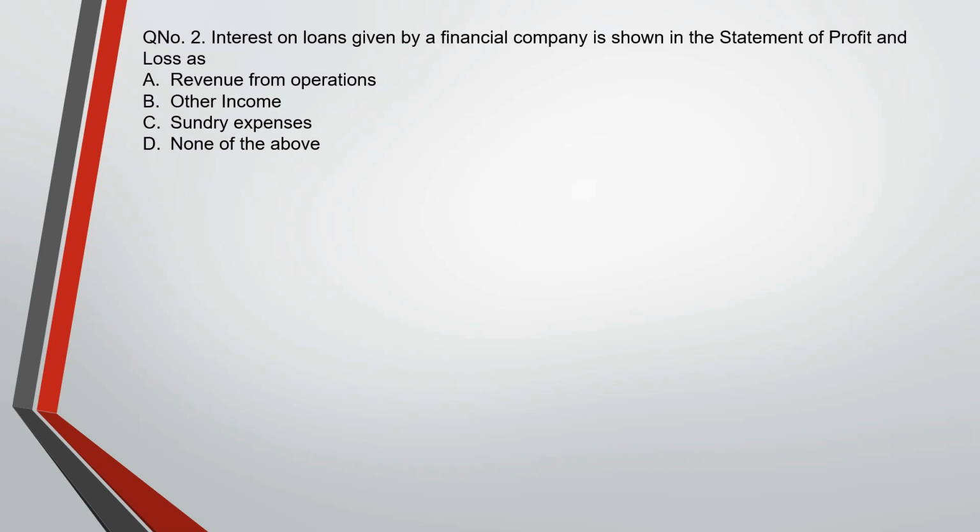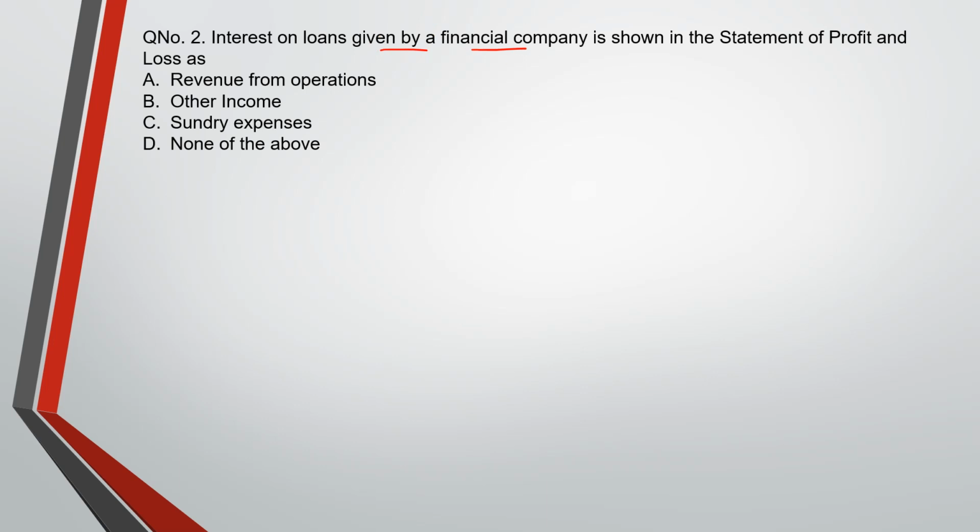Moving on to the second question. Interest on loans given by a financial company is shown in the statement of profit and loss account as. So, interest on loans which are given by financial company. Now, basically a company, we have to see what type of company it is, whether it's a financial company or non-financial company. Here, financial company means that main business is they accept loans and they provide loans. They accept deposits probably and on that they will pay interest and from that money they will be providing loan to other people.